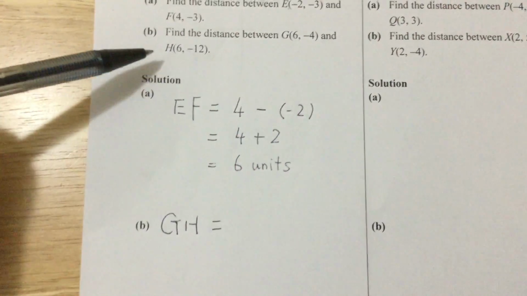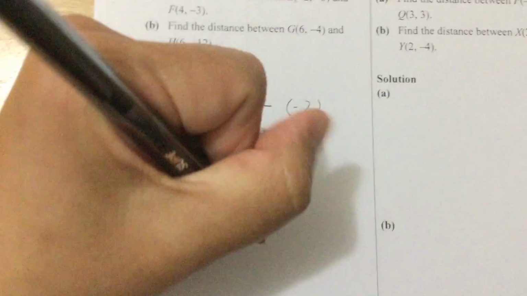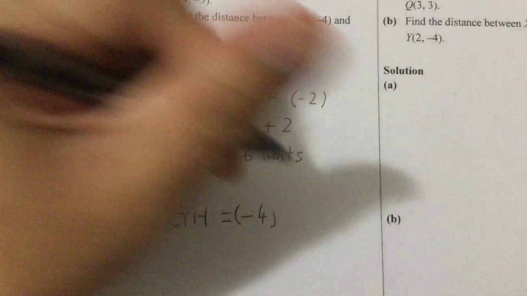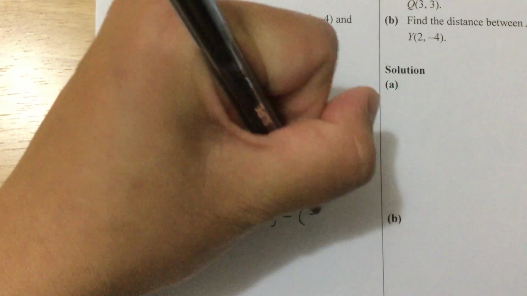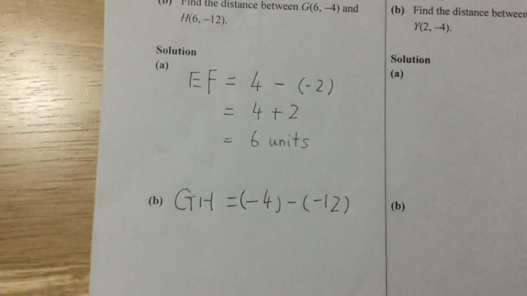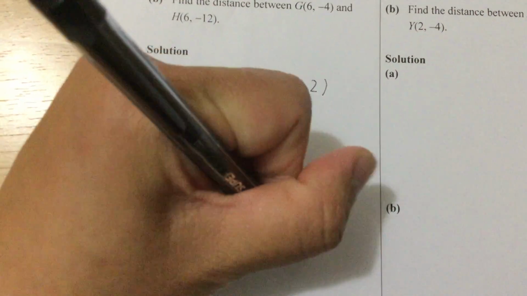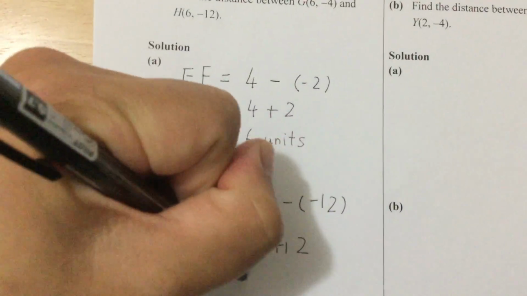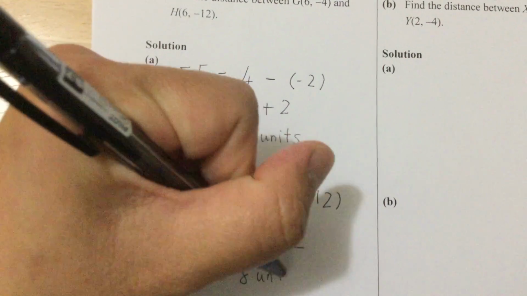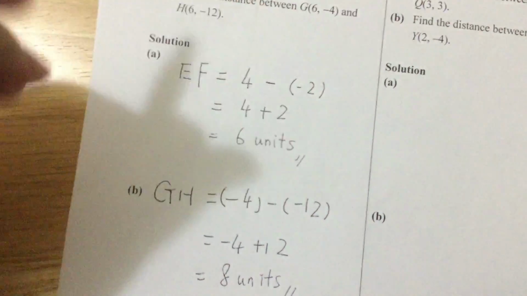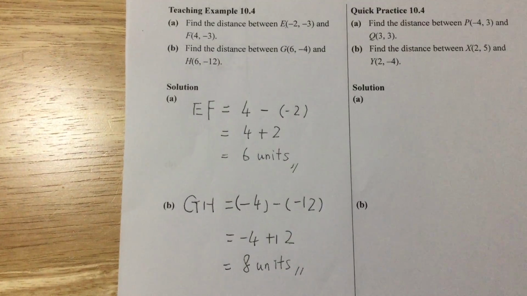I owe less than him, so this one is bigger. So you got -4, the bigger one, minus -12. So this time is -4 plus 12. So you got 8 units. I always write down the finish symbol. Okay, so you have these two questions and you have these two answers.